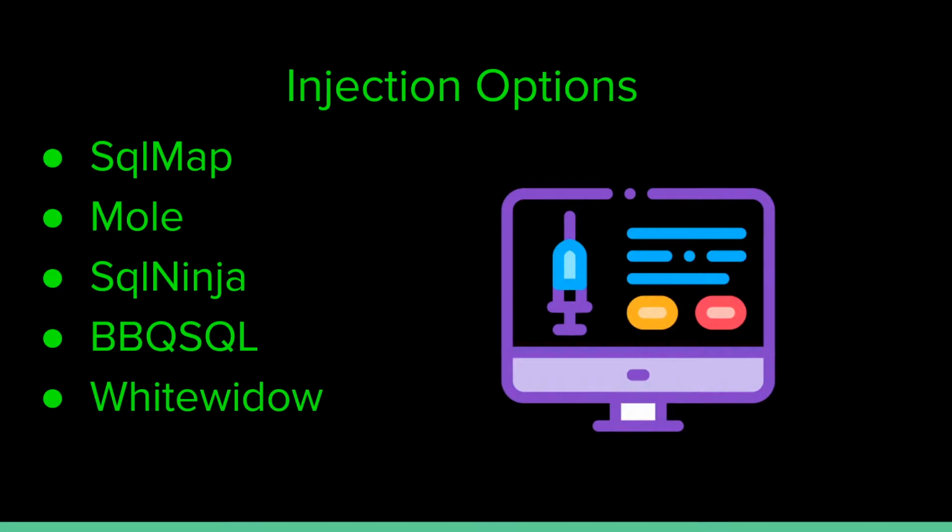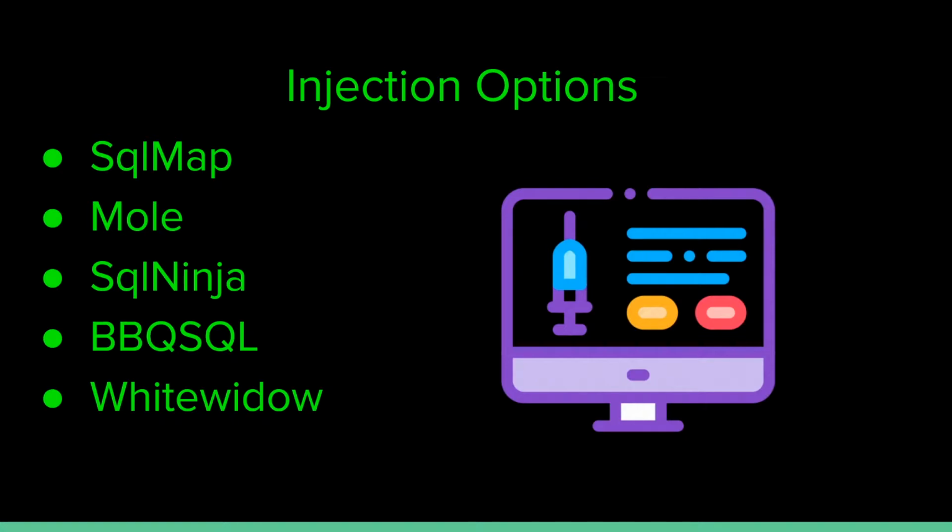Okay, we had a few different injection options as far as getting an injection into our website. So a few options were SQL Map, Mole, SQL Ninja, BBQ SQL, and White Widow. BBQ SQL was said to be a silent type of injector. It was highly praised, and a lot of people recommended it. We were going to go with BBQ SQL and SQL Map, but there were some complications in getting everything started. We couldn't figure out how to start BBQ SQL on our Kali Linux distribution. So we ended up choosing SQL Map and the Mole.